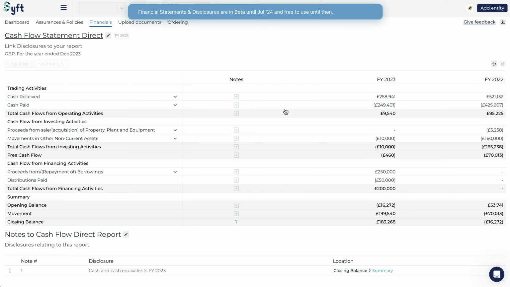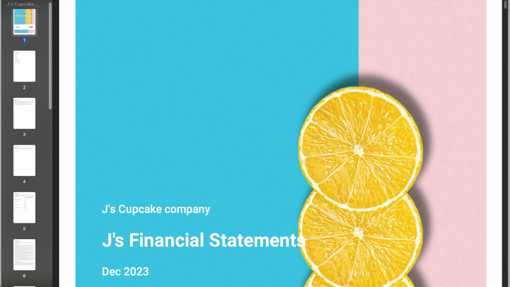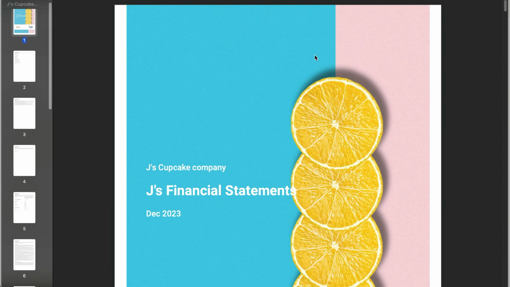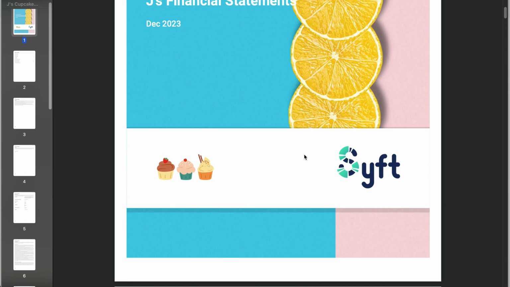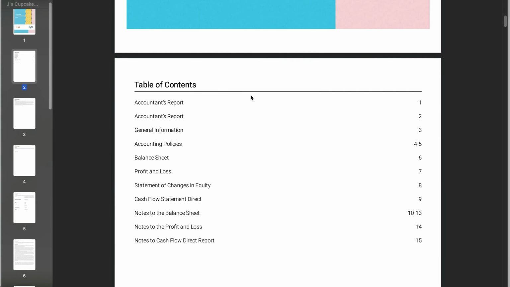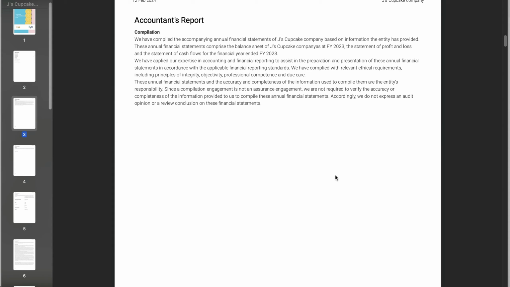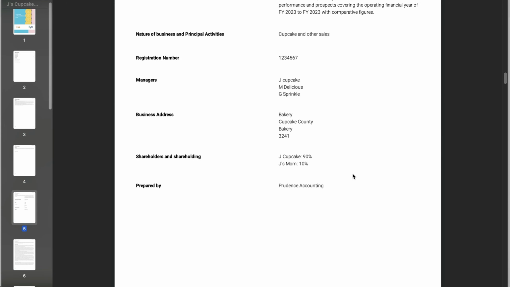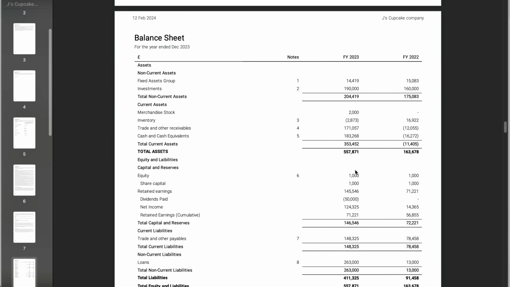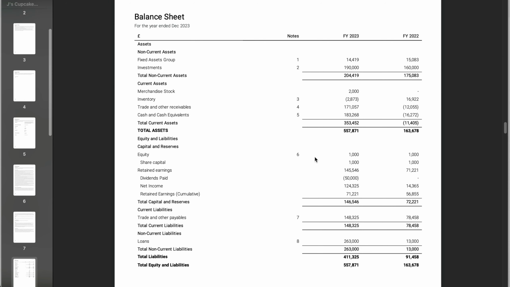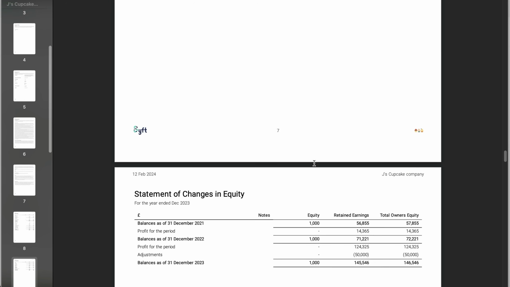I want to show you a financial statement drafted from SIFT software. Here you can find a set of financial statements draft for Jay's Cupcake Company for the financial year ending December 2023. This is the style that has been applied with their little logo, with a table of contents, an accountant's report, some general information, accounting policies applicable to the entity, and then you can find your four main statements, including the balance sheet, profit and loss, statement of changes in equity, and the cash flow statement.